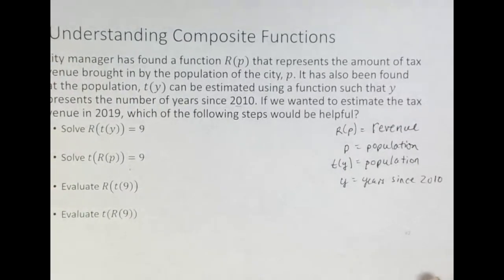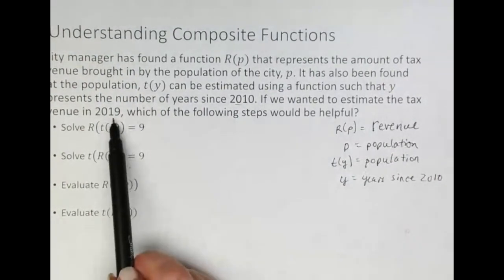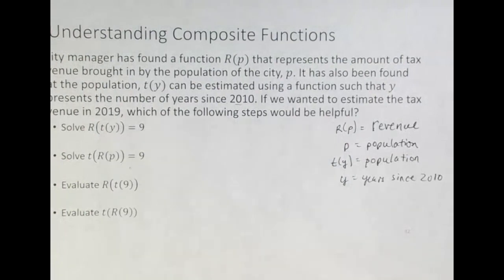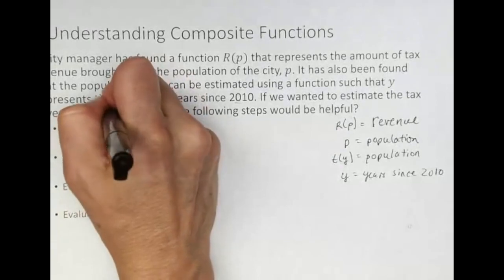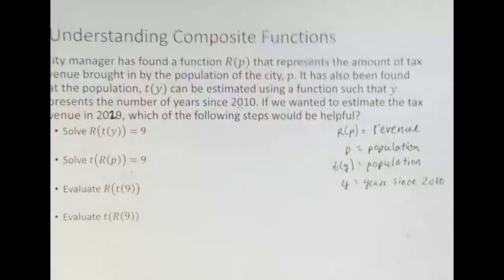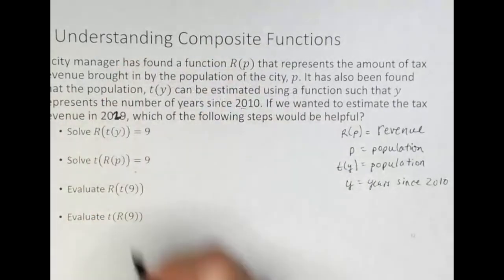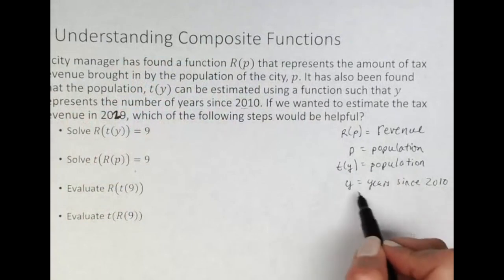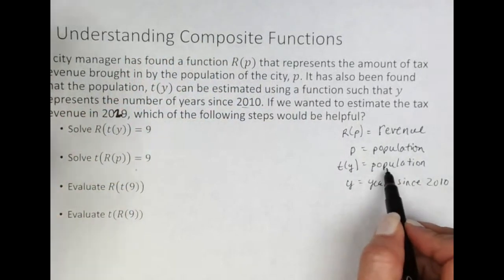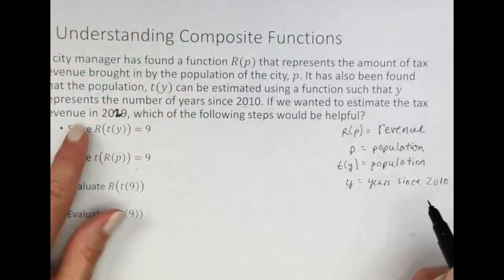tasks would be helpful in this situation? If we wanted to estimate the tax revenue in 2019, or even better, let's say we want to estimate the tax revenue in the year 2029, which hasn't occurred yet. There's no way that we know what the population is in 2029. We don't know that. But we can estimate the population in 2029 using T of Y, right? If we know the number of years since 2010, which we do, it's 9, right? So which one of these would work?